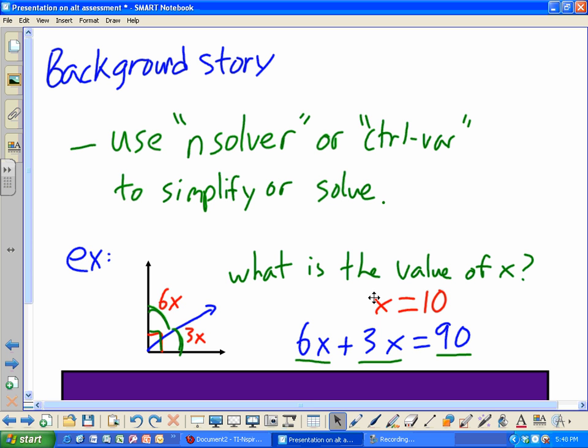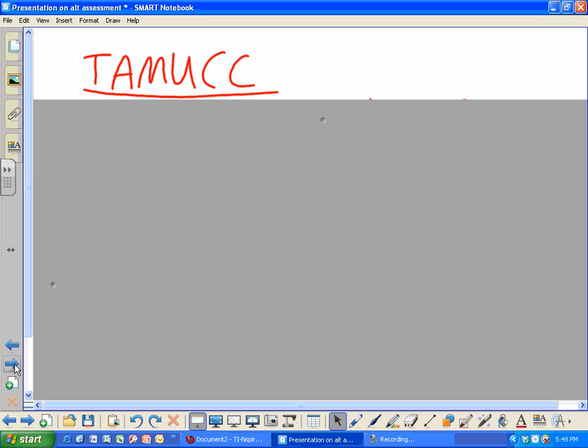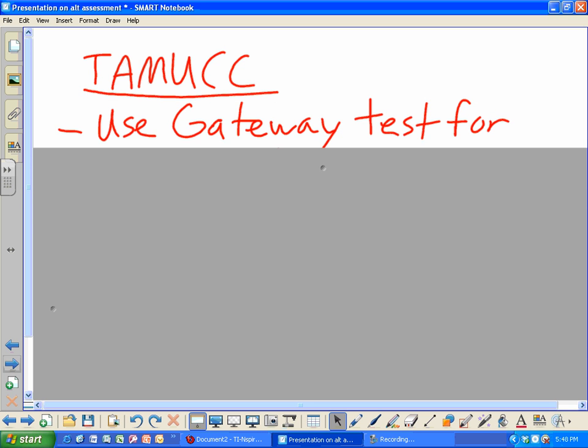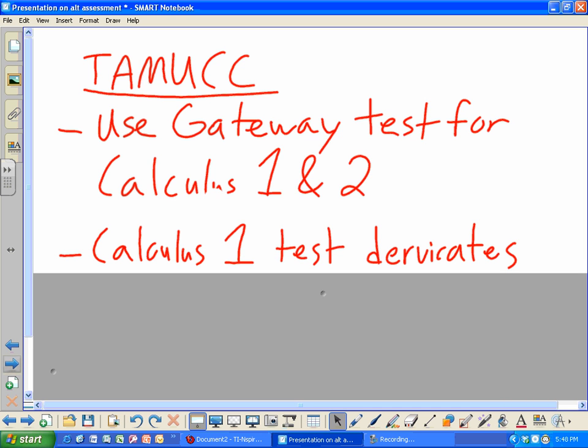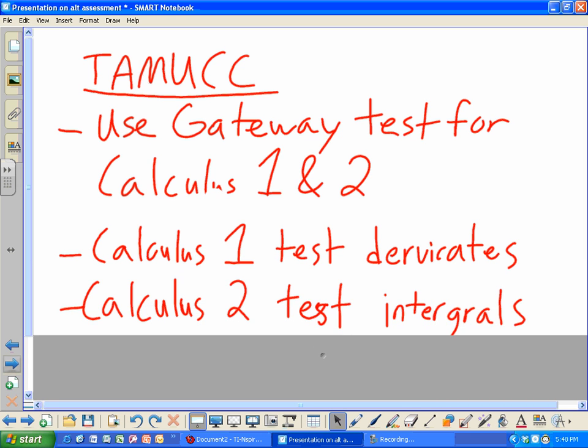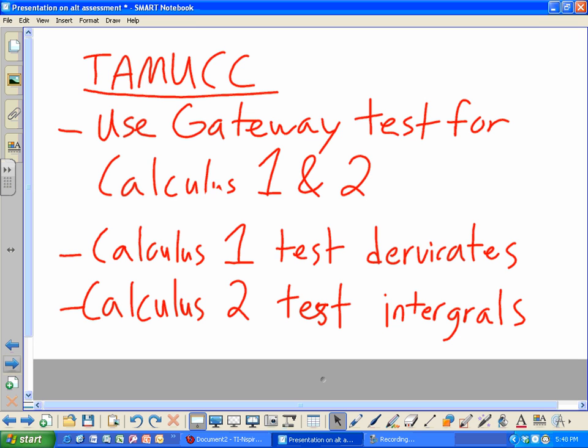Okay? So let me better explain this to you. Let me go ahead and tell you this next part. I went to Texas A&M University in Corpus Christi, and there they have something that's called a gateway test. They used the gateway test for Calculus 1 and Calculus 2 when I went there. In Calculus 1, they used it to test derivatives. In Calculus 2, they used it to test integrals.